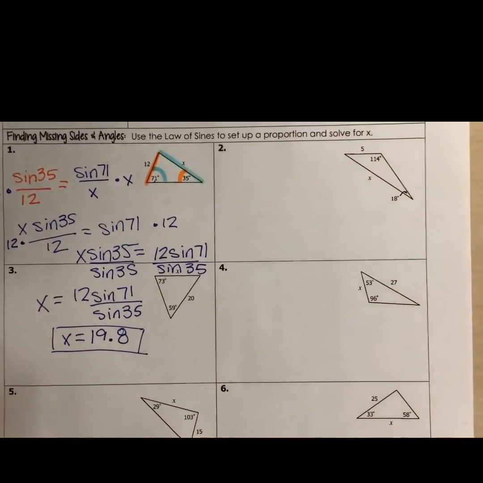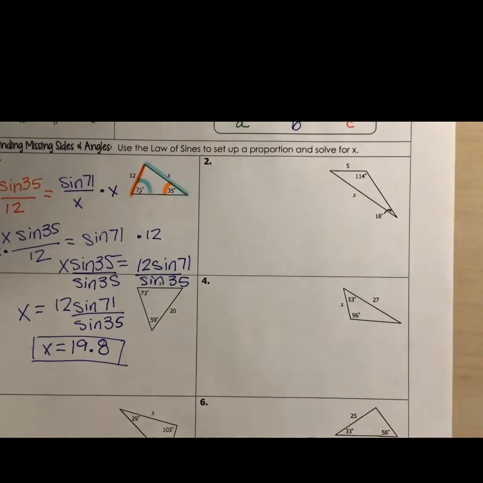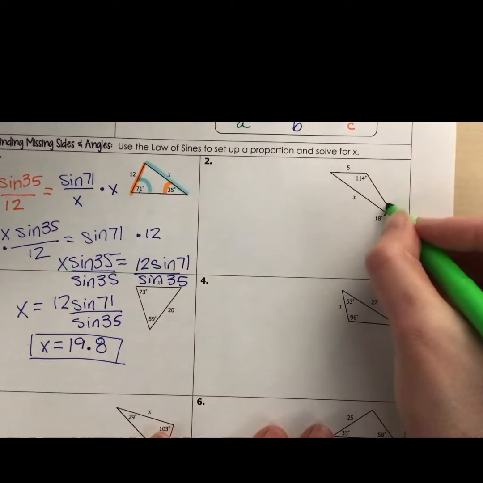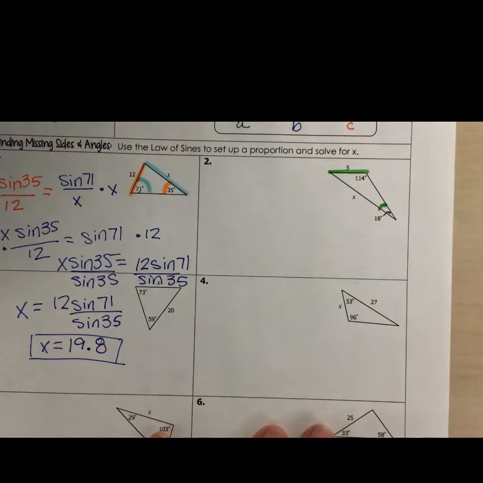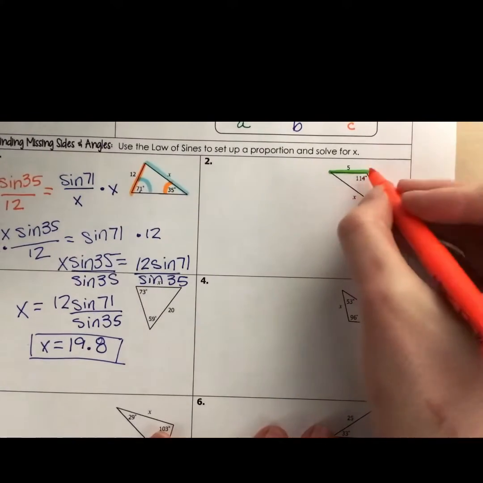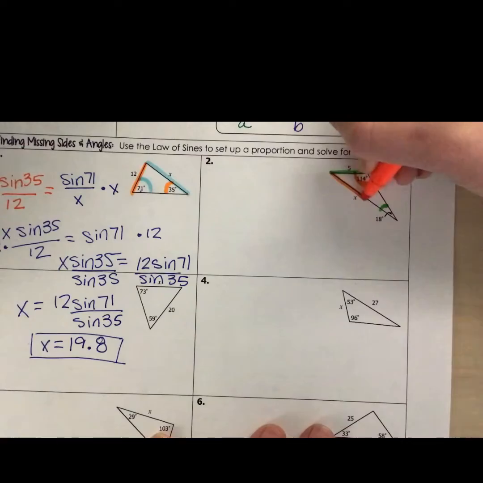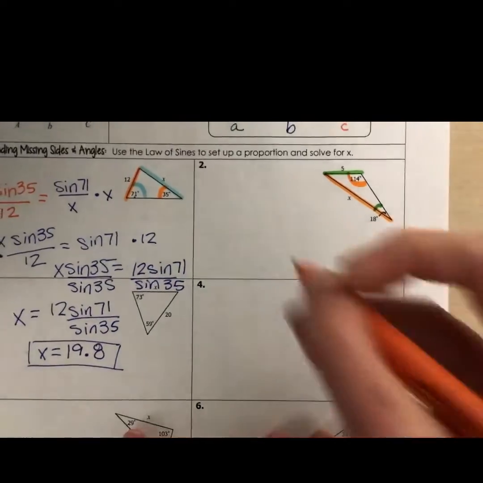Okay, let's try another one. Let's set up another ratio here. Let's do number 2. For number 2, I have the angle 18, which is opposite of this side 5. And then I have this angle of 114, which is opposite of side x. So I'm going to go ahead and set up that ratio.